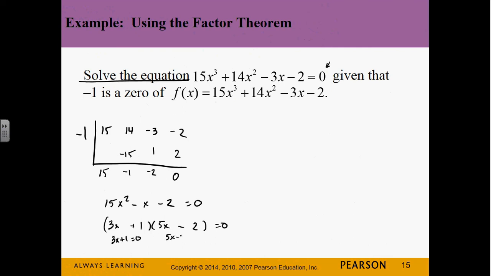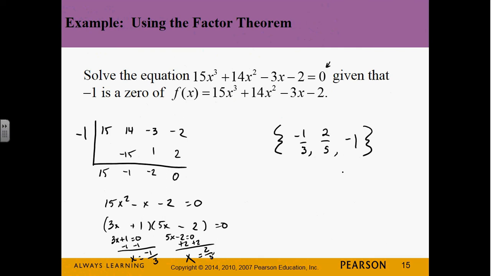and 5x minus 2 equals zero. Subtract 1, divide by 3, x equals negative 1/3. Add 2, divide by 5, x equals 2/5. So what is the solution to this equation? We've got negative 1/3. We've got 2/5. What else do we have? Negative 1. Negative 1, which was a given.